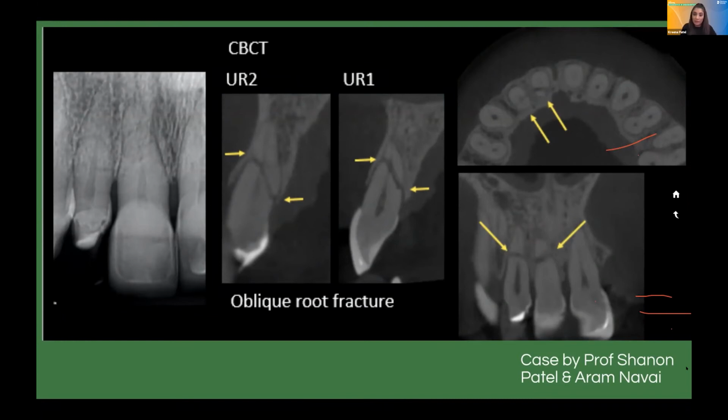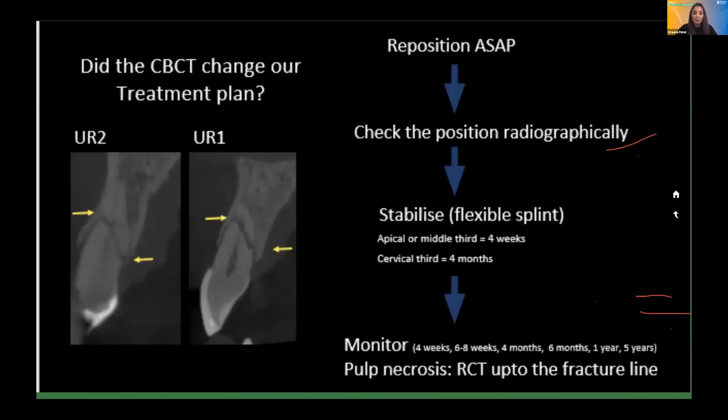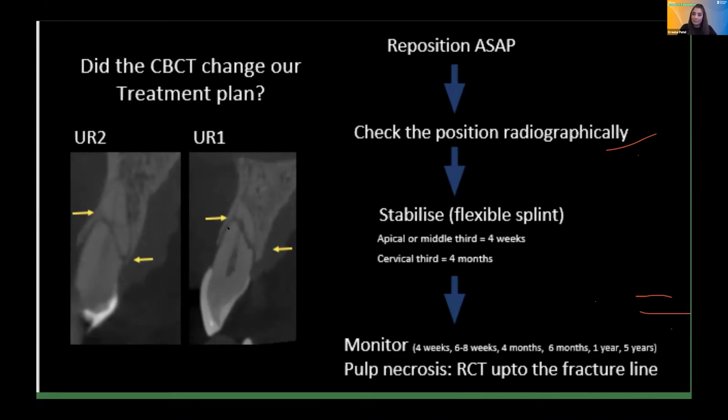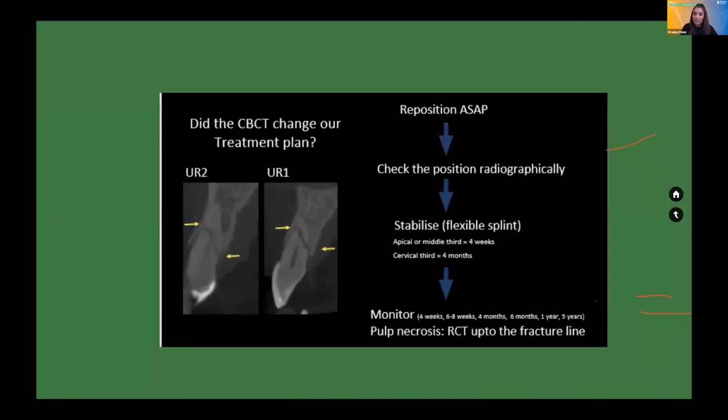Well, firstly, we might not have detected the fracture on upper right 1, so that would be a significant problem. But also, we know that when we have fractures like this, we need to reposition them and splint them. If a fracture is in the apical or mid-third, we splint it for 4 weeks. And if it's in the cervical third, we splint it for 4 months. Now, if we have a look at the fracture here, which is probably what we are detecting on the radiograph, we would probably think to splint these teeth for 4 weeks. But actually, because of the oblique nature, we should be splinting this for 4 months because it has extended to the cervical third. So it significantly changes the treatment plan here.